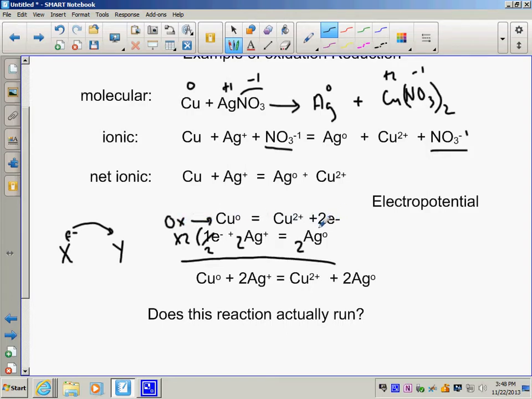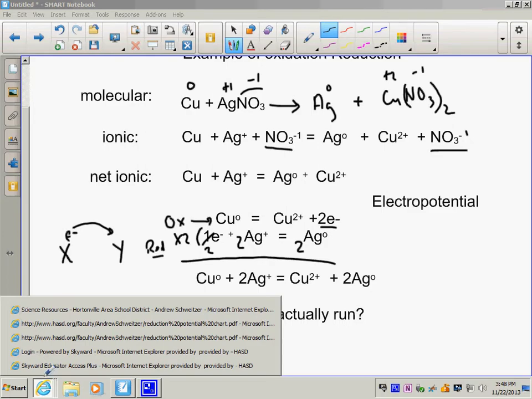Anytime the electrons are on the product side, this is oxidation. Anytime they're on the reactant side, it is reduction. Okay, oxidation, reduction. Because this is a reduction, you're only going to find reductions on this chart. Let's go find the value.